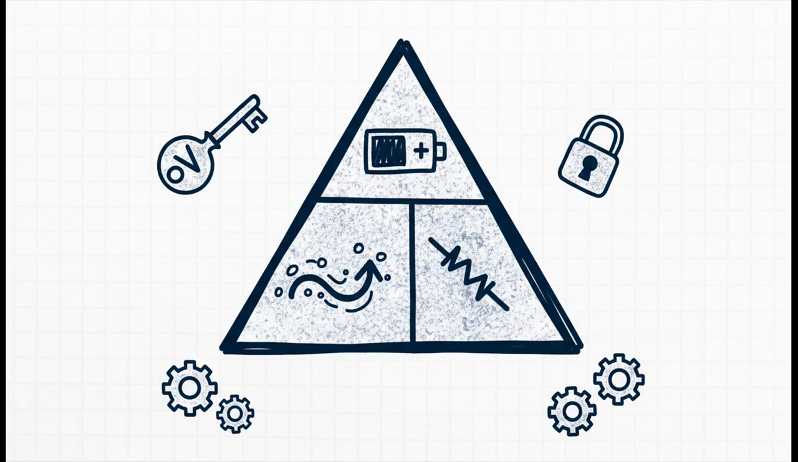And here's a little trick to remember it for your exams. Just think of the word viral. V, I, R. V equals IR. Seriously, this equation is the absolute heart of your electricity toolkit.